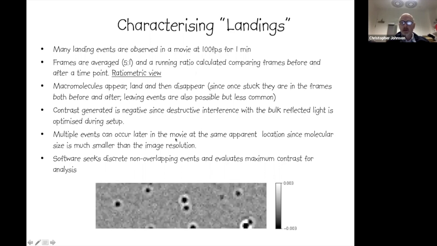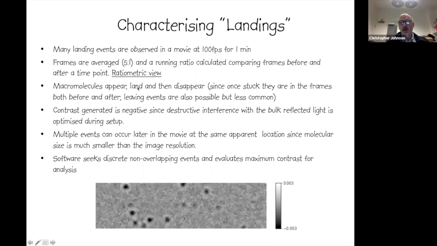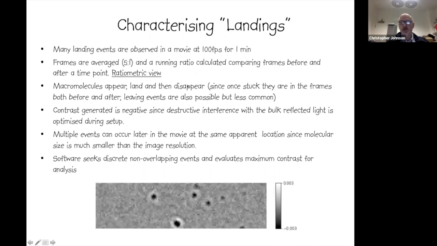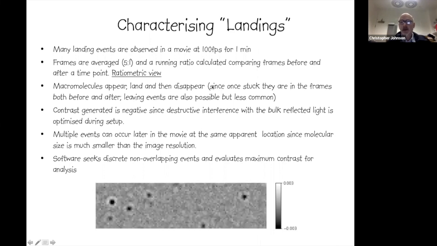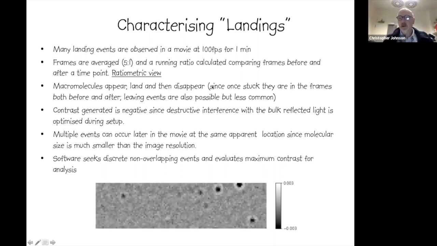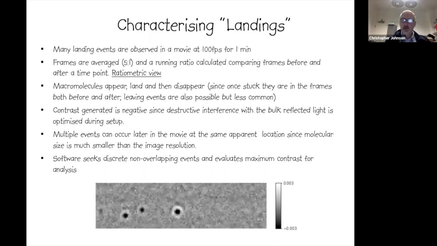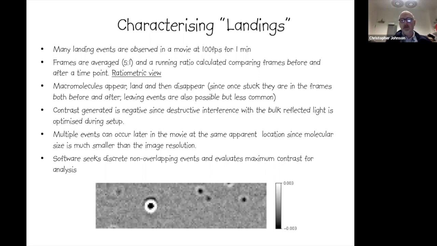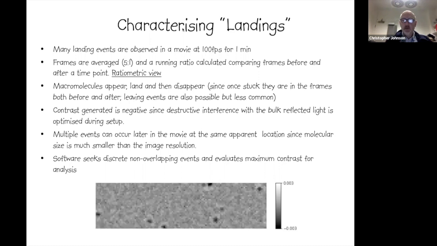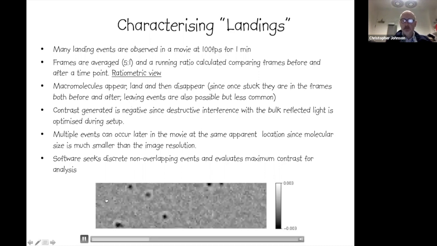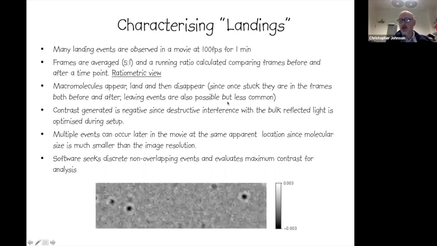What that means is that the molecules, as they land on the glass surface, they appear, they land, and then they apparently disappear during the movie. And this is mainly because once they stick down onto the glass surface, they're in the frame average before and after the time point in the movie that you're considering. So therefore, they disappear. You can get leaving events, which would generate a white event surrounded by a dark ring. But these are much less common.